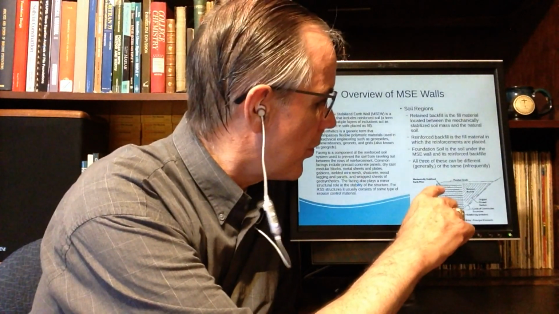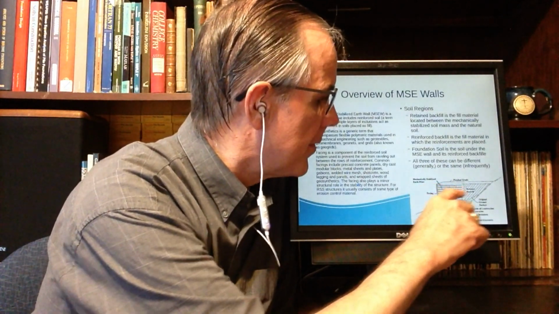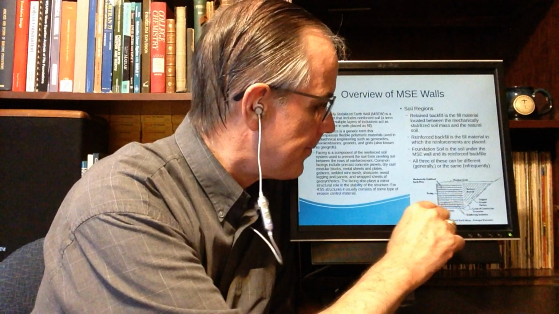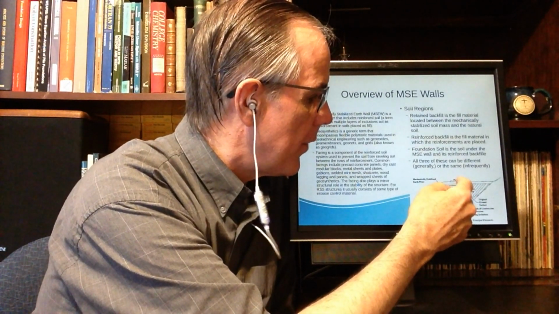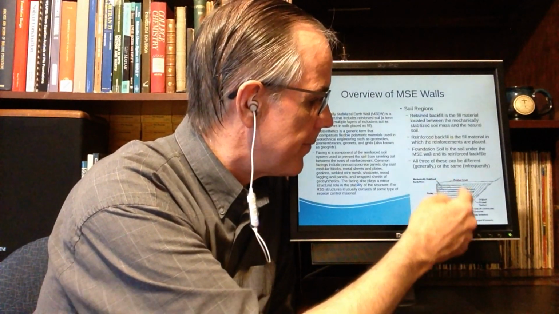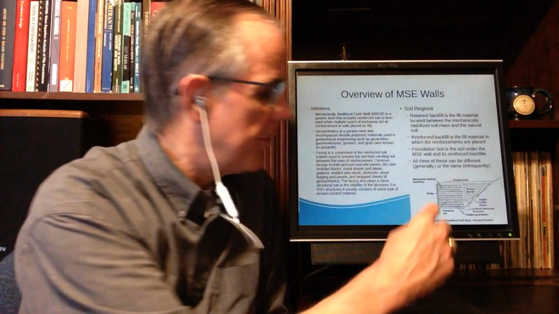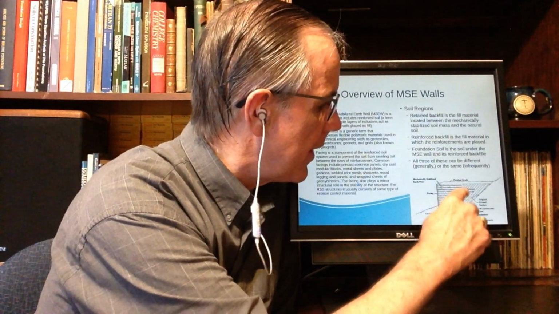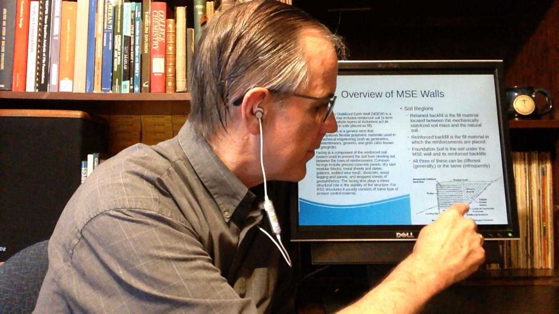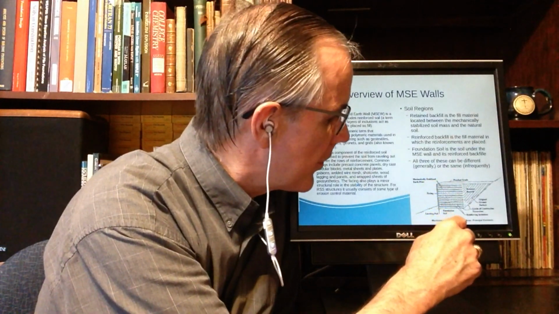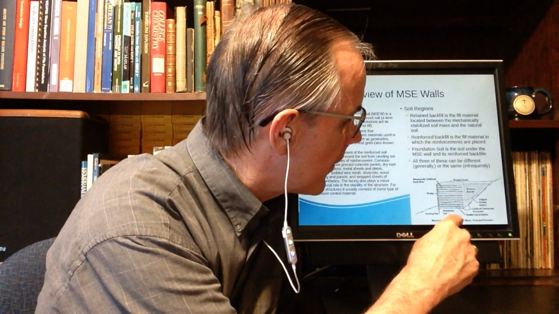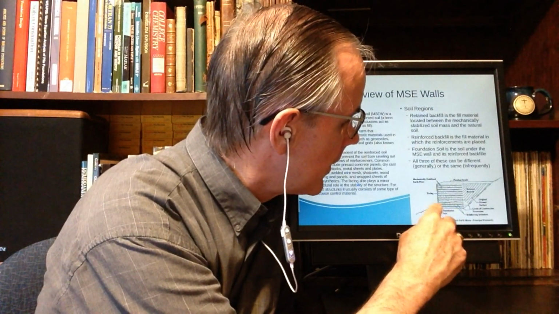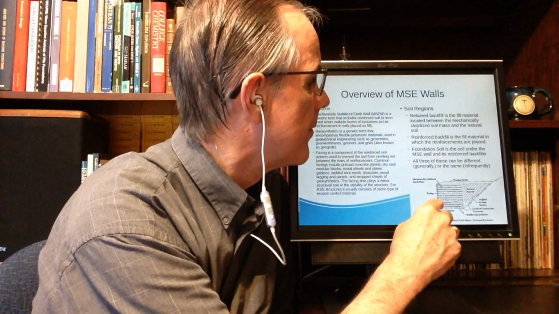And you have these horizontal strips coming back from the wall that reinforce it. And they reinforce it back to a point. Now, I'm going to come back to this topic. You'll notice in this diagram that you've got a nice rectangular mass of soil. And that mass of soil is referred to as the reinforced soil. That's the reinforced soil.